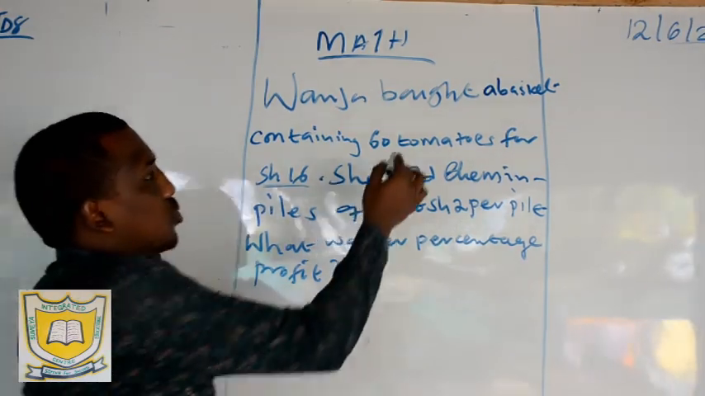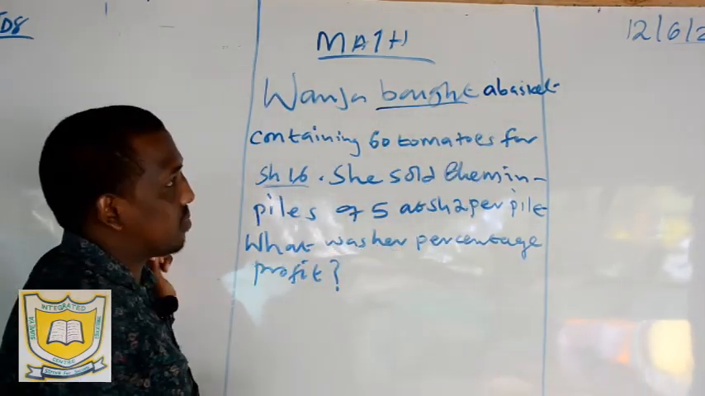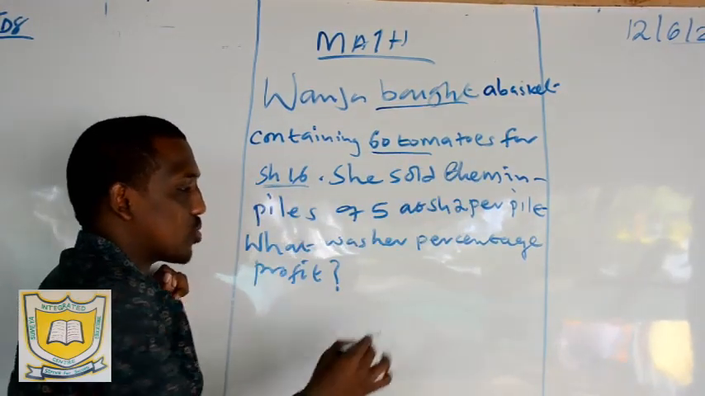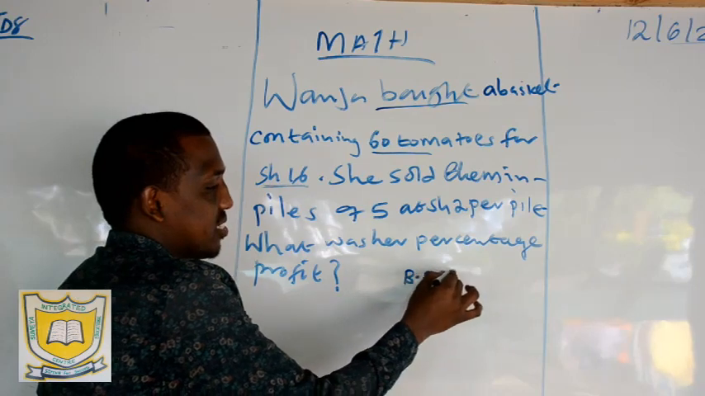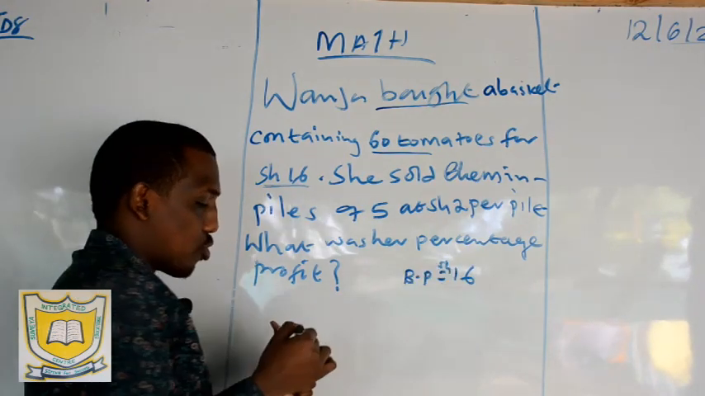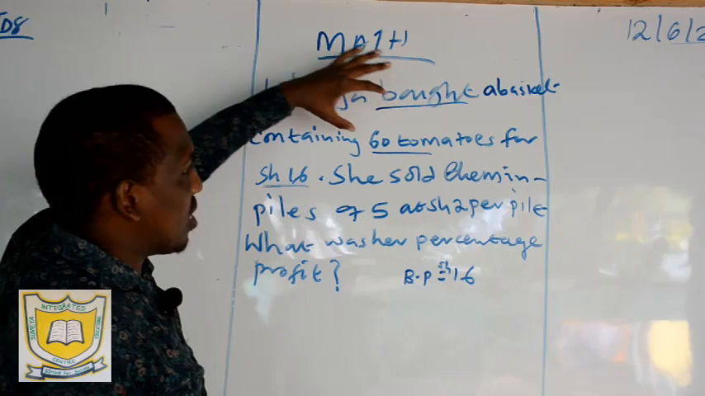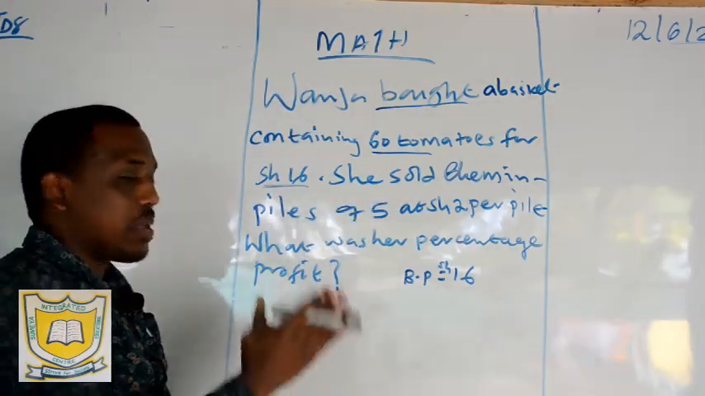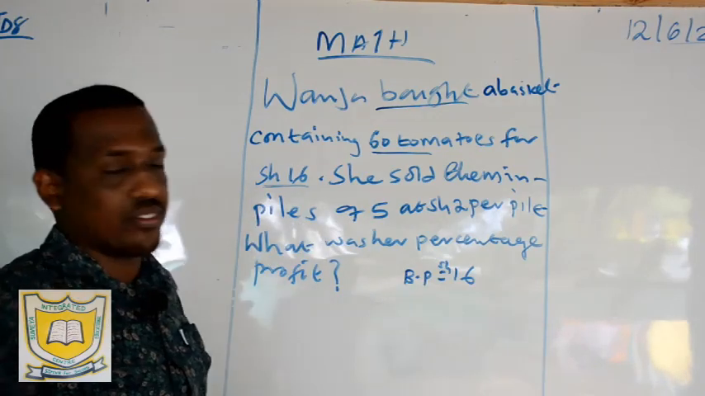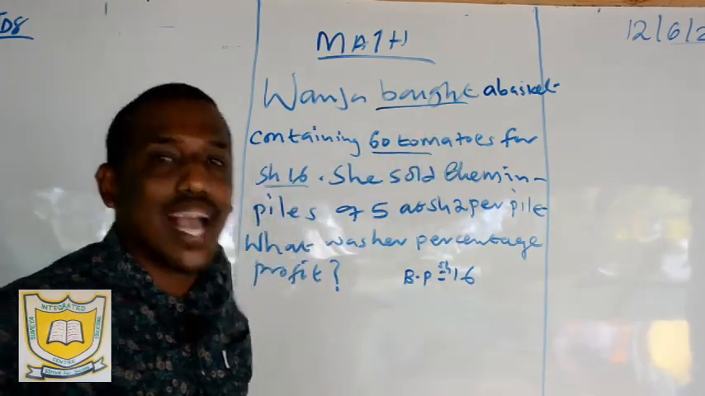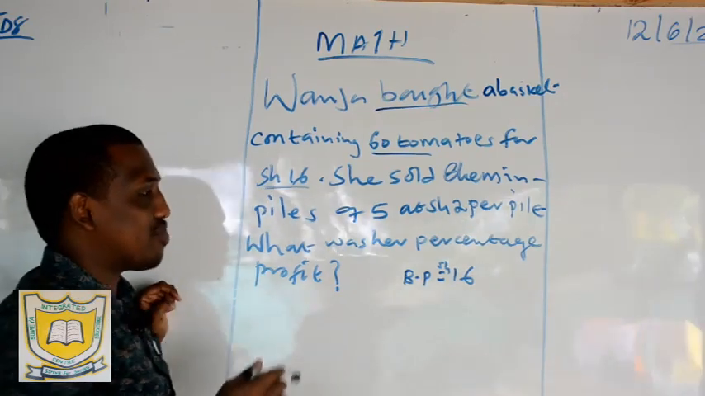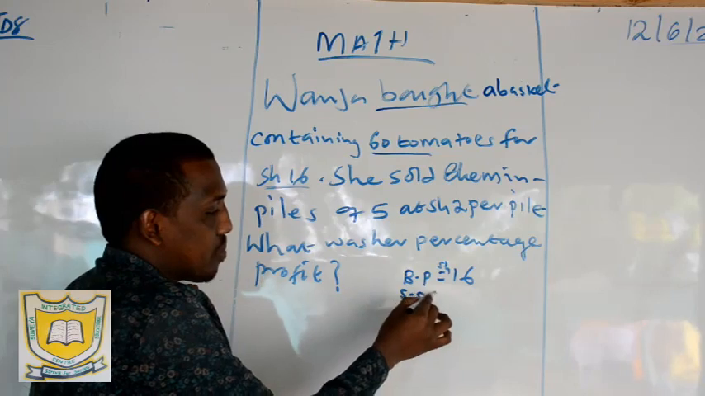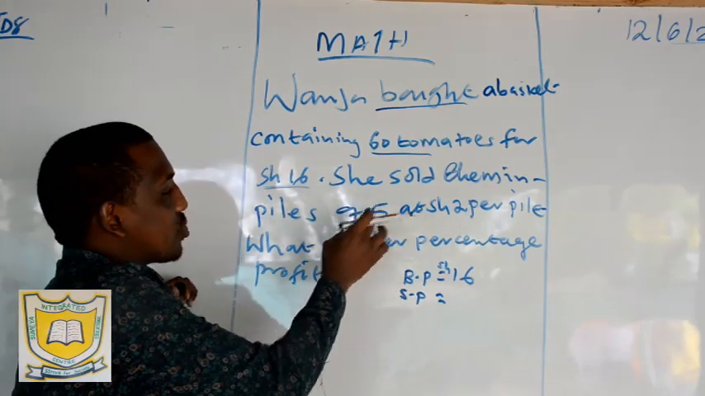So you are told bought, that's the buying price, containing 60 tomatoes for shillings 16. So the buying price is shillings 16. We don't multiply, but if they had said "at", we would have multiplied. She sold them in piles of 5 at shillings 2 per pile. So we don't have the number of piles. We must get the number of piles.